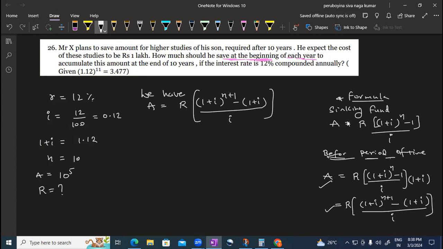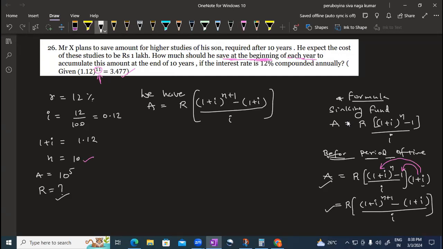If you write this formula, just multiply it. Why are we asked to multiply? Because look at this, actually this is 10, but here it is showing 11, which means n plus 1. N is 10, so n plus 1 is 11. Using this clue, we have to use this formula, just multiplying 1 plus I into 1 plus I whole power n, that is 1 plus I into this minus 1. That's it.